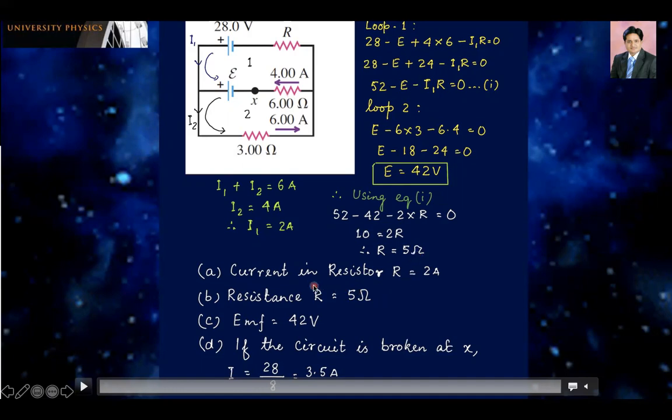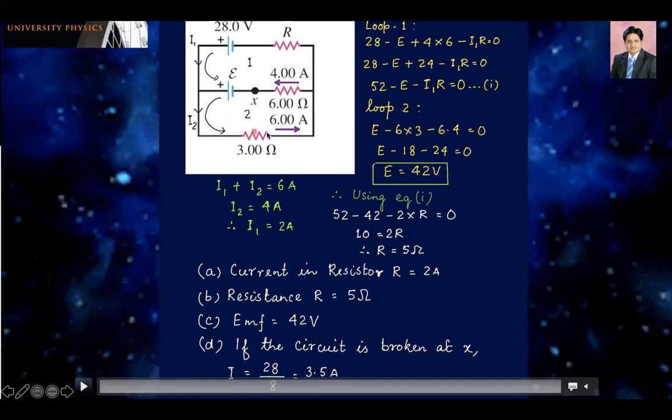The current in the resistor R, we need to find the current in the resistor R. So we have I1 and I2, that is 6. If you look here, this is 6 amperes, and this is 4 amps that is moving out. So obviously the current that is going here must be 2 amps, because this current is coming here and this current is coming here.